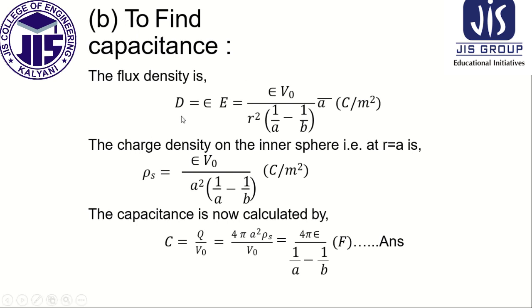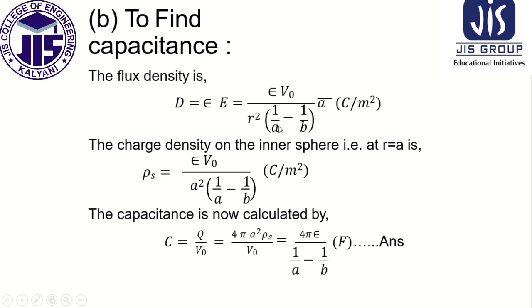Now how to find the capacitance? We know that D equals epsilon E. So from here we can get D equal to epsilon E. In the previous slide we already had the expression of the electric field. If we put this expression in, then we can get D. So D is equal to rho S.